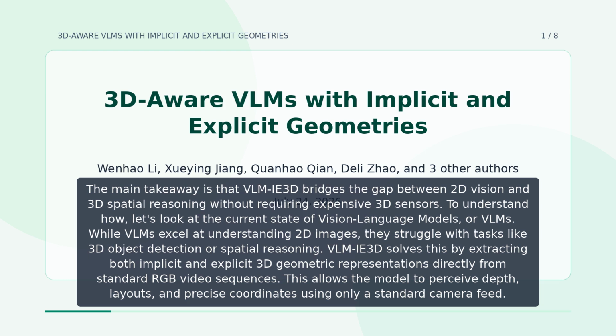While VLMs excel at understanding 2D images, they struggle with tasks like 3D object detection or spatial reasoning. VLM-3D solves this by extracting both implicit and explicit 3D geometric representations directly from standard RGB video sequences. This allows the model to perceive depth, layouts, and precise coordinates using only a standard camera feed.